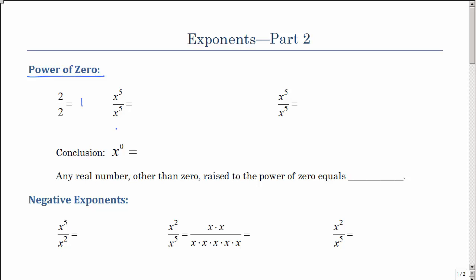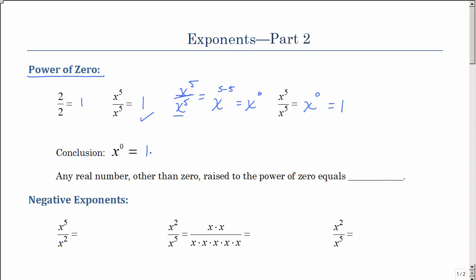x to the 5th divided by x to the 5th is also 1. But what did we learn in our last lesson? If I had the same base and I was dividing, I kept the base and I subtracted the exponents. Well, 5 minus 5 is 0. So x to the 5th divided by x to the 5th is x to the 0. But we also know when we divide a number or an expression by the same expression or number, it divides in there one time. So we can conclude that x raised to the power of 0 is equal to 1.